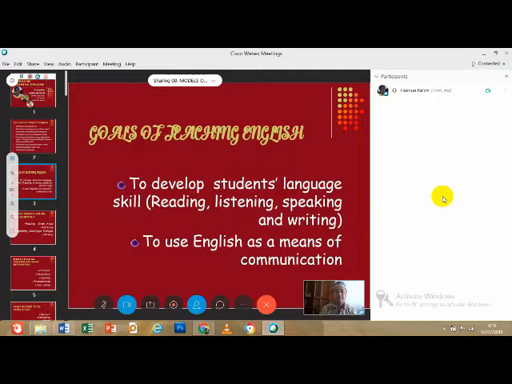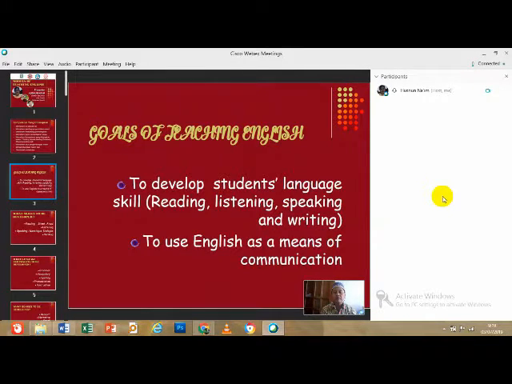Next, the goal of learning English. The first one is to develop students' language skills: reading, listening, speaking and writing. Second, to use English as a means of communication.